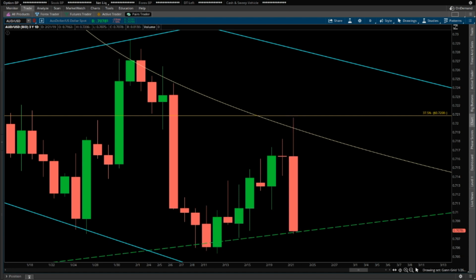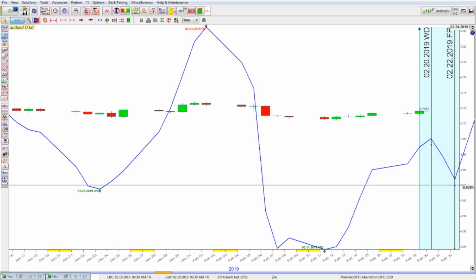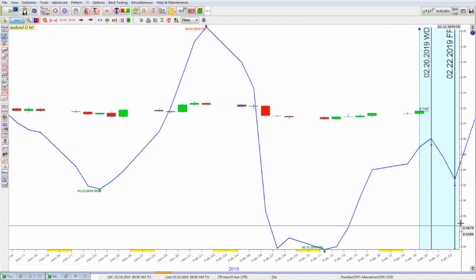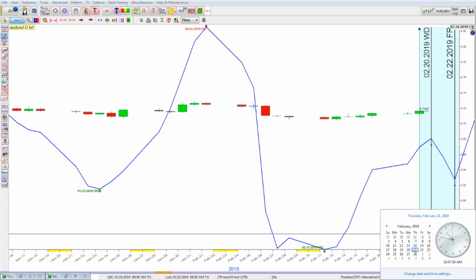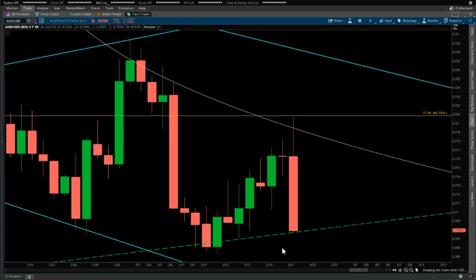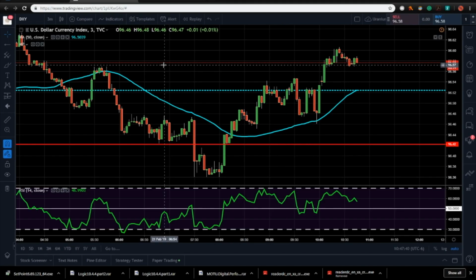But the algorithm or our neural net is saying it's going to continue going down until Friday. And tomorrow will be Friday, if my calendar is correct. Yep, Friday. So we have to keep watch to see what the Aussie is going to do. But so far, there is kind of support here. You have to watch the dollar and see what's going on over here.